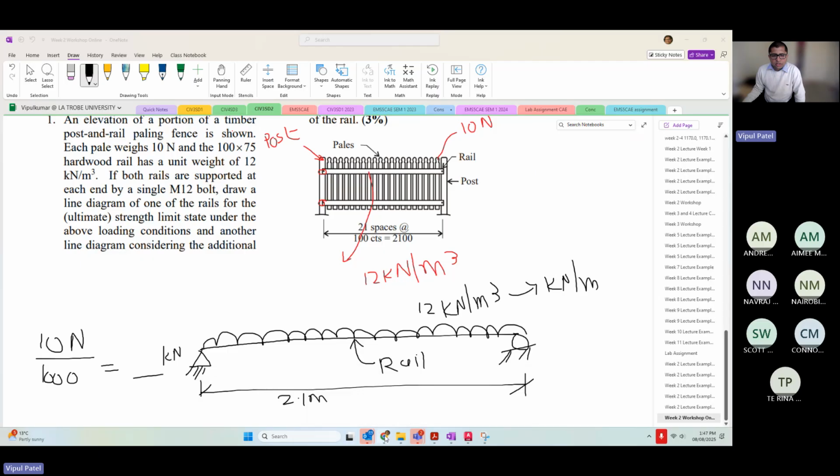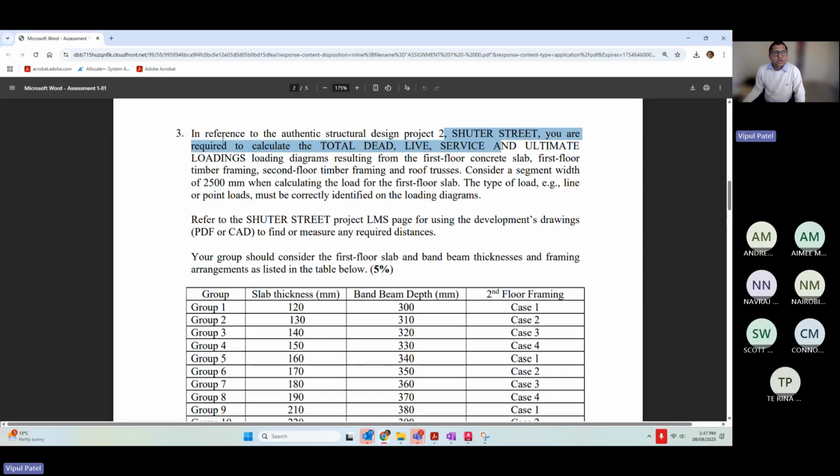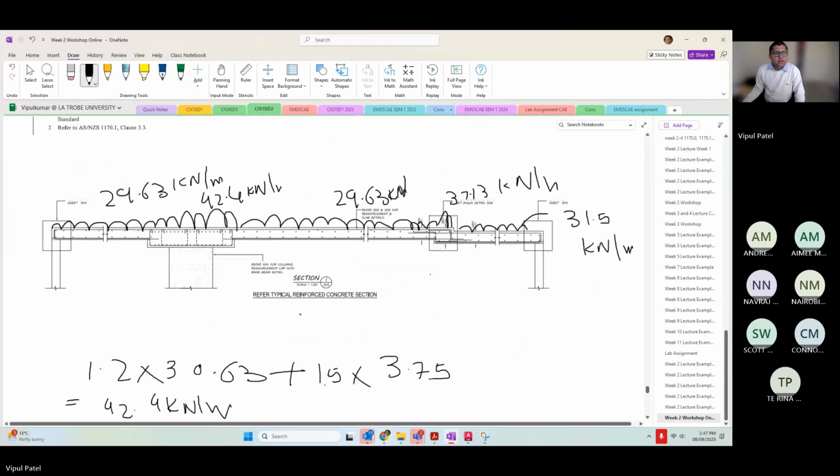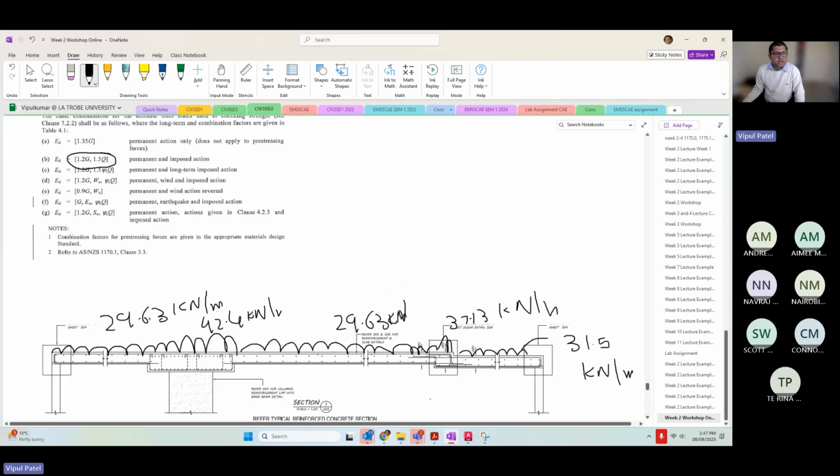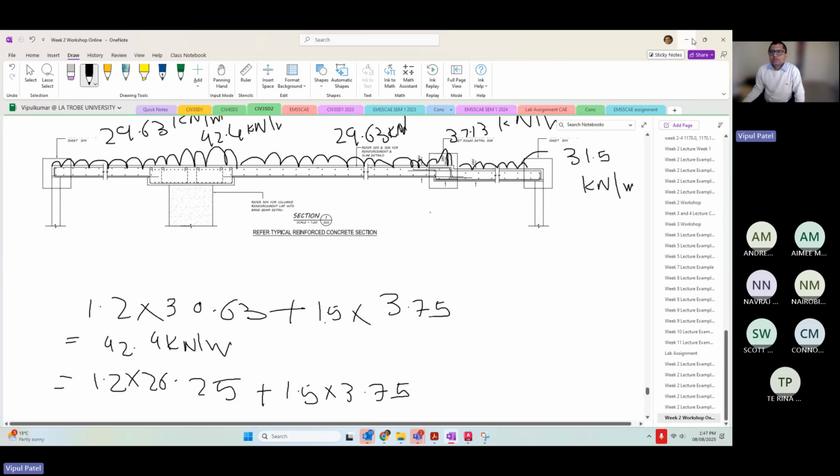Where is the file? Here. So in reference to the authentic structure project, Sutter Street, we did it. You are required to calculate total loads. I showed you total loads, right? I did it for you. This is my assignment question where I did the total loads for you. That is the ultimate load.